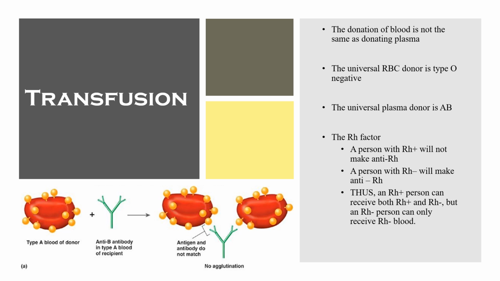Now, coming to the Rh factor, which is what determines that type O negative is the universal donor. A person with Rh plus, we generally want to transfuse with someone else that is Rh plus. And that is because a person with Rh plus will not make anti-Rh antibodies. Now, a person with Rh minus will make anti-Rh antibodies. Thus, an Rh plus person can receive blood from both someone who is Rh plus and Rh negative, but an Rh negative person can only receive blood from someone who is Rh negative. And so this is why type O negative is the universal blood donor.